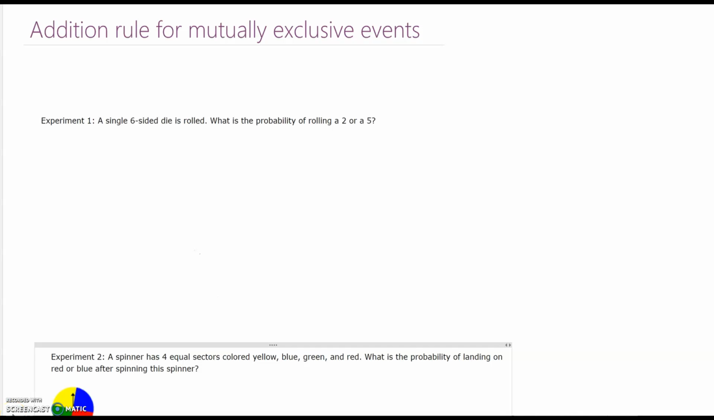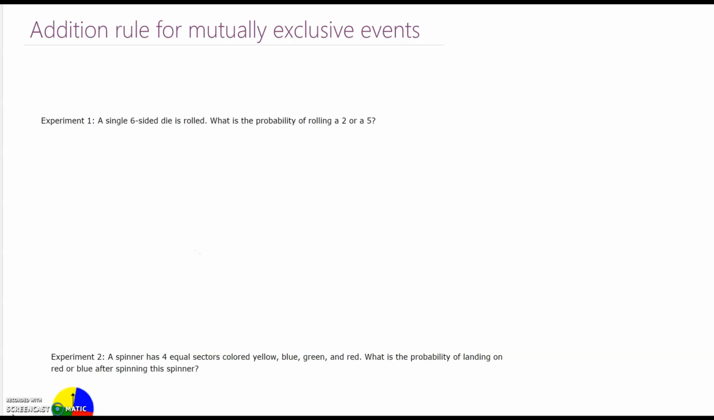Okay, so the addition rule for mutually exclusive events. We're going to go through a few questions. We're going to talk about whether they're mutually exclusive, how we work out the total probability, and then at the end we're going to come up with a couple of rules for finding the probability of mutually exclusive and non-mutually exclusive events.